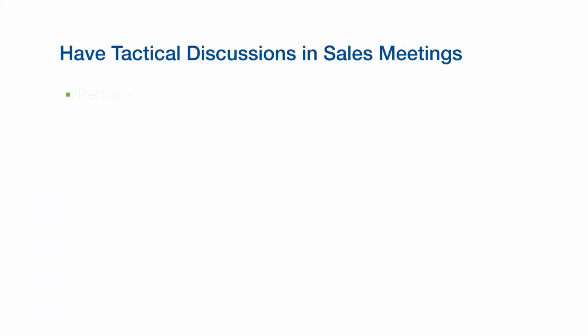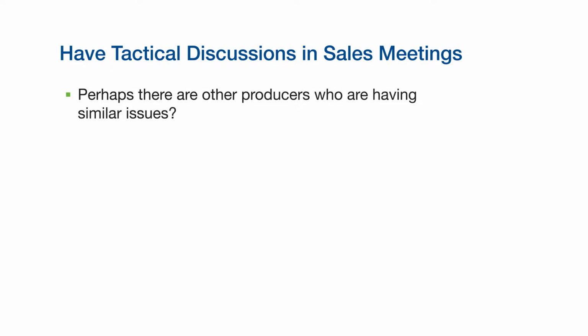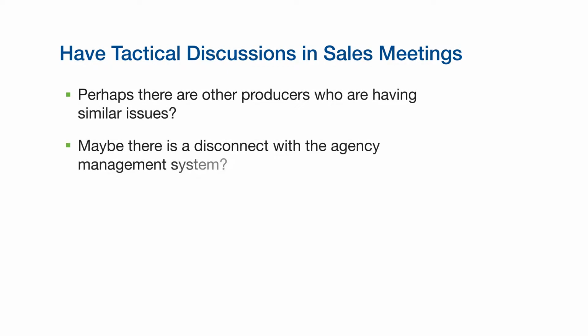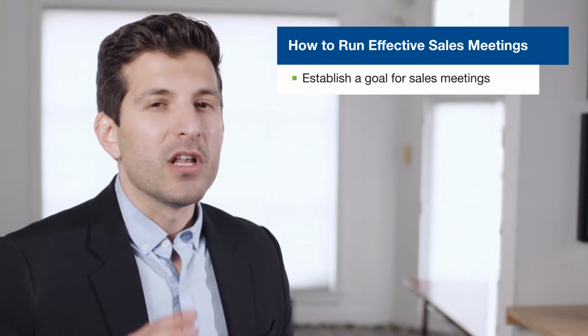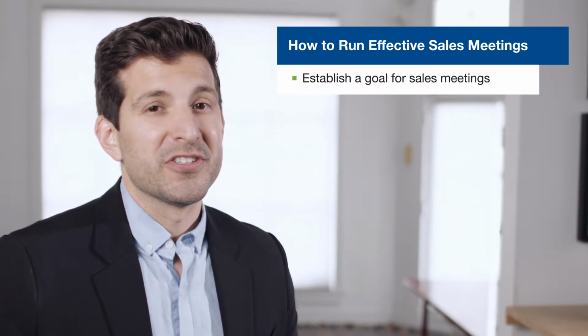As a best practice, we recommend you focus a specific part of your meeting on a specific challenge. For example, let's say we're noticing a lower than usual hit rate this month for a specific individual. It might be smart to reserve 20 to 30 minutes of your sales meeting to opine on this topic. Perhaps there are other producers who are having similar issues. Maybe there's a disconnect with the agency management system. Maybe there's a website issue. The point is you don't know what you don't know. So allowing time to discuss bigger issues will allow you to prioritize solutions for their challenges.